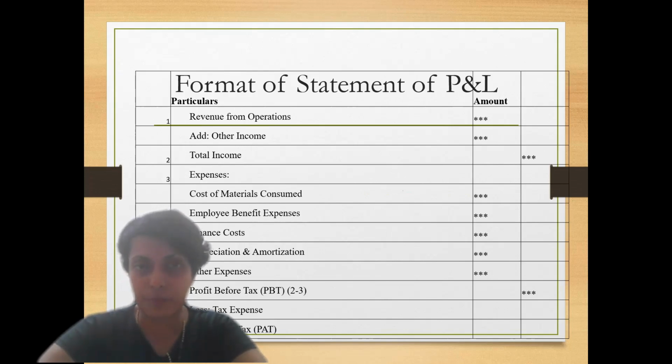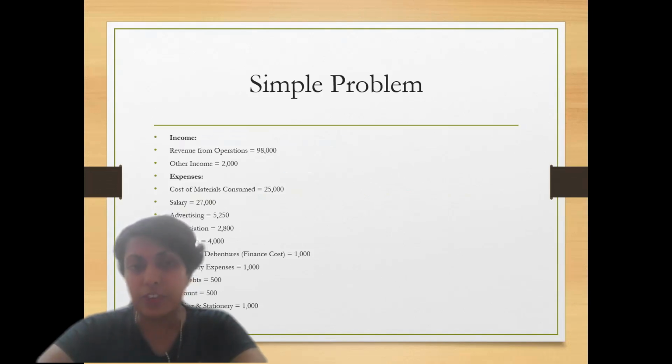Let's see one problem. Revenue from operations we have, then other incomes we have, and expenses are given. Cost of materials consumed, that is the amount. Salary we have, salary is an employee benefit, that will go under employee benefits. Then we have advertising, that is other expense. Depreciation, we have one head, which is depreciation and amortization. Insurance will go under only the other expenses. Then we have interest on debentures. I've told you, whatever interest it is, it comes under finance cost.